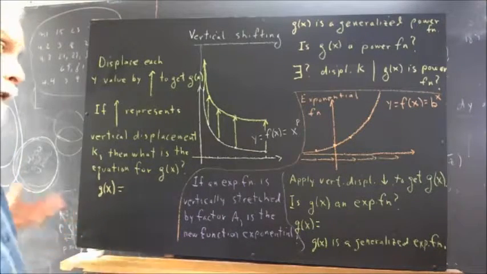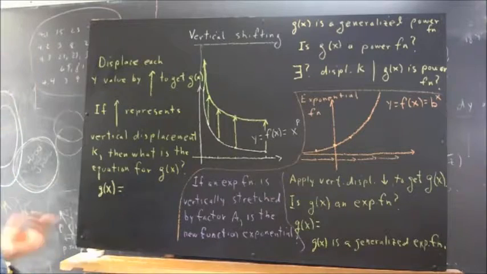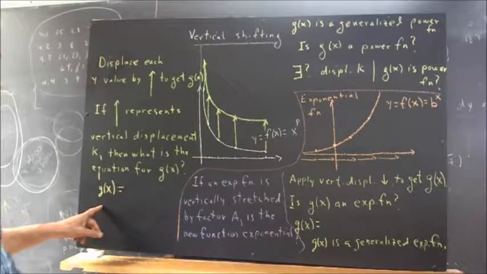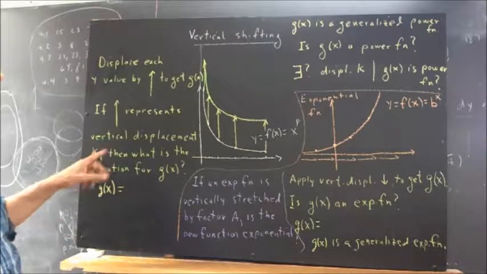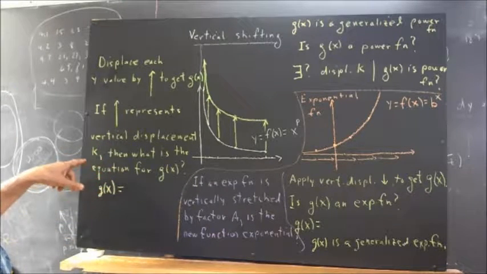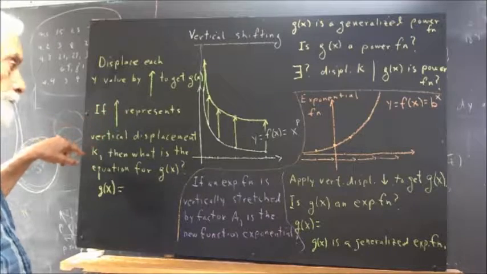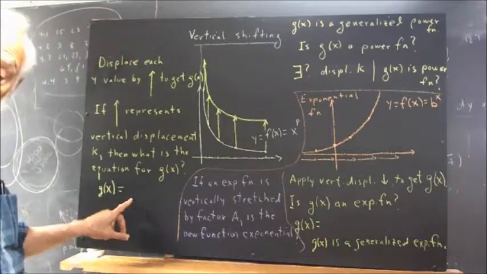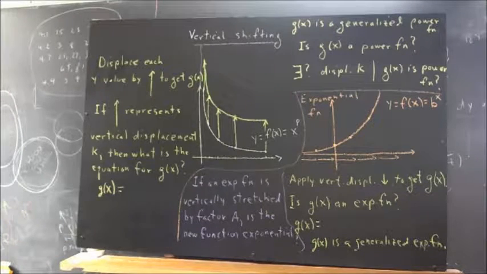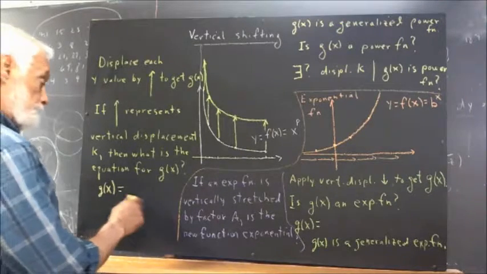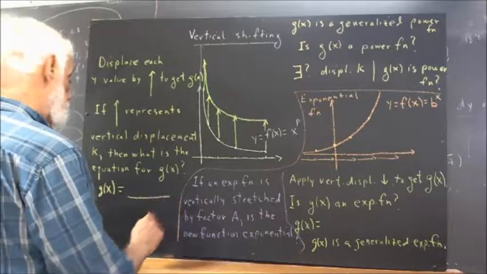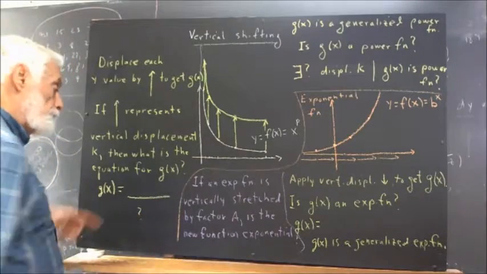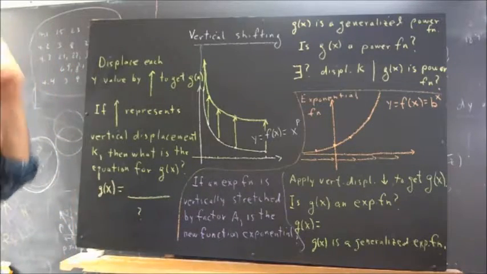Now I'm going to pose a couple of questions. First of all, over here with g of x, if the vertical displacement is k, then what's the equation for g of x? So what do you think that equation is? I haven't formally posed that question. So there's one question to work on.